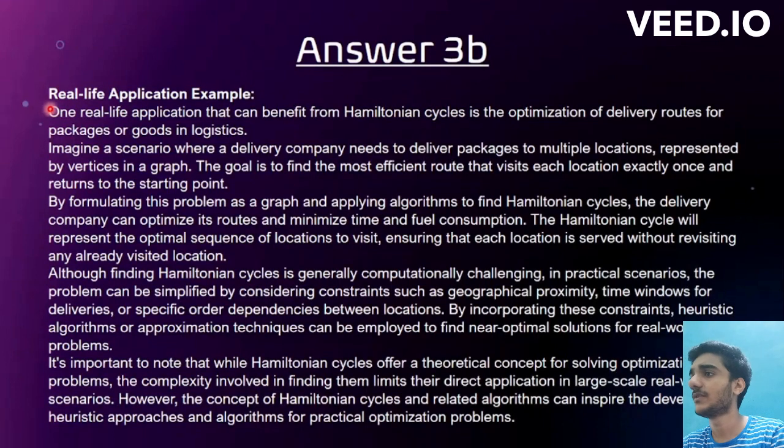Real life application. One real life application that can benefit from Hamiltonian cycle is the organization of delivery routes for packages or goods in logistics. Imagine a scenario where a delivery company needs to deliver packages to multiple locations represented by vertices in a graph. The goal is to find the most efficient route that visits each location exactly once and returns to the starting point.